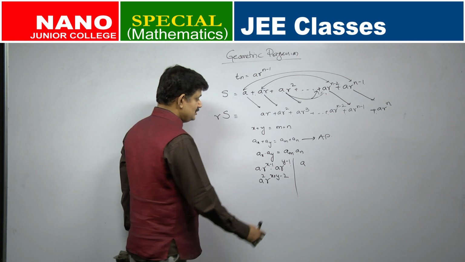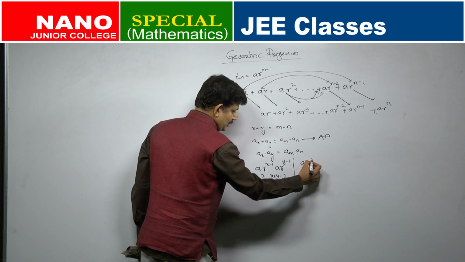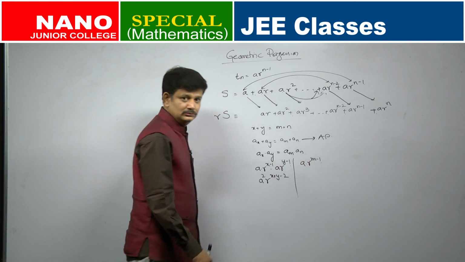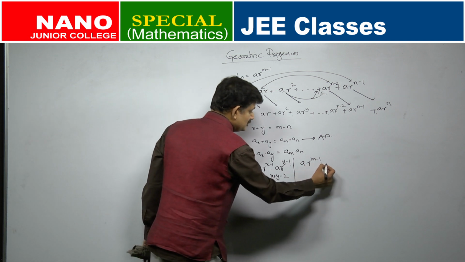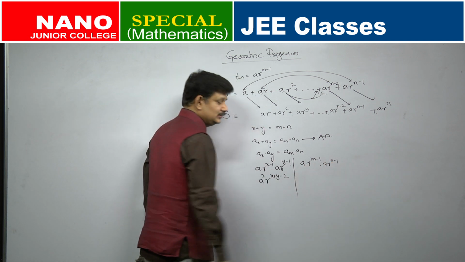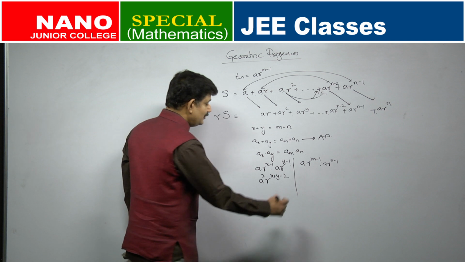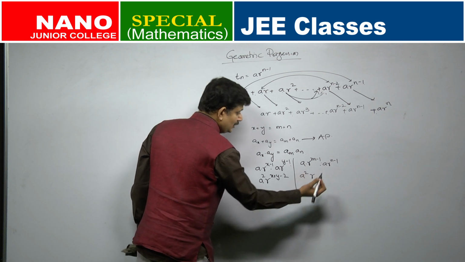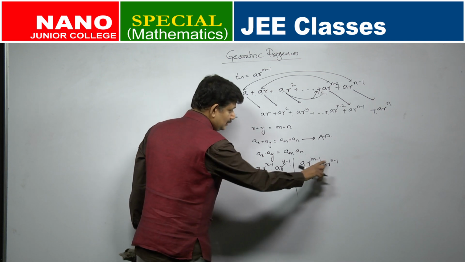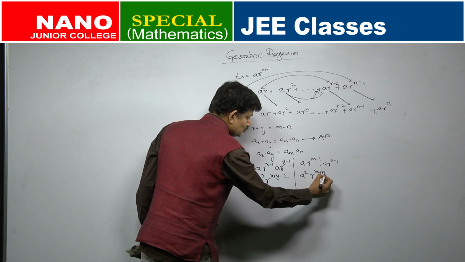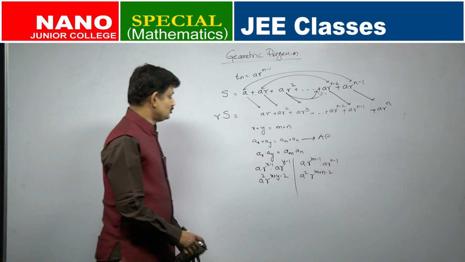Am is the mth term of a GP. What is the mth term of a GP? A r power m minus 1. What is the nth term of a GP? A r power n minus 1. When you multiply both of them, what will you get? A square r power m plus n minus 2.